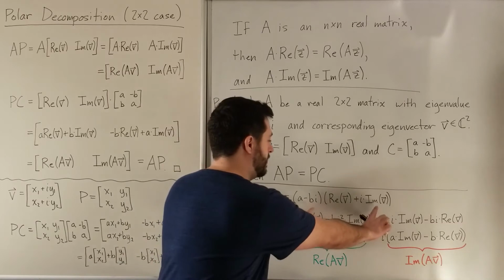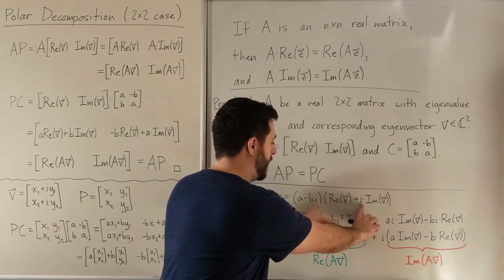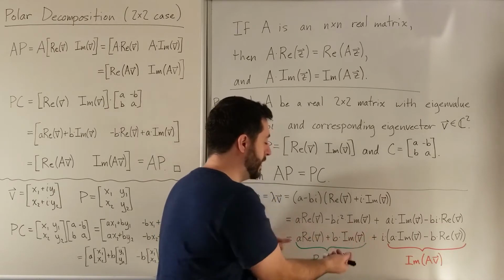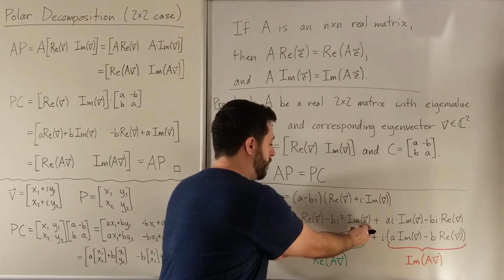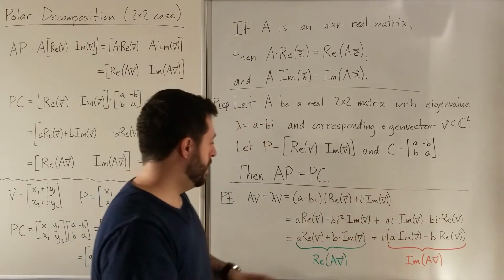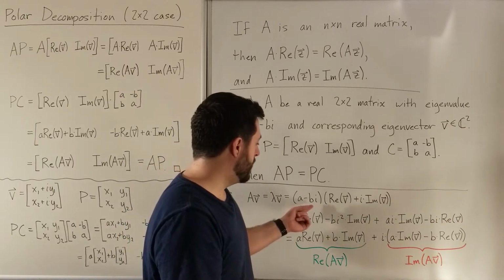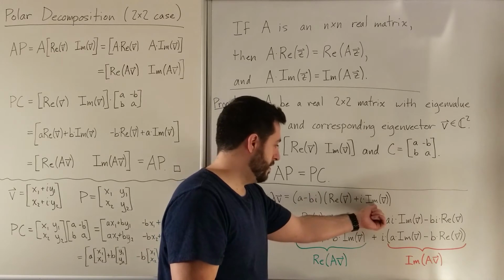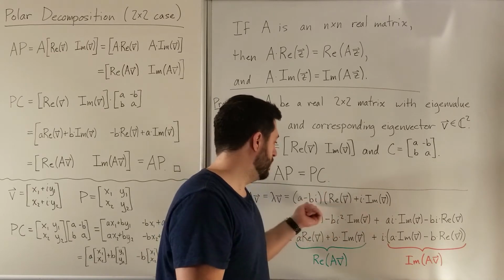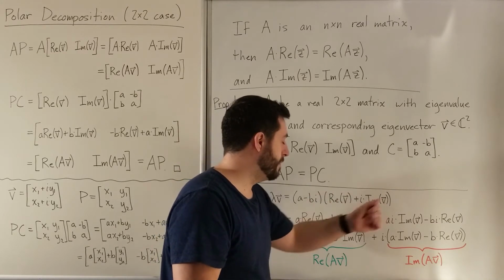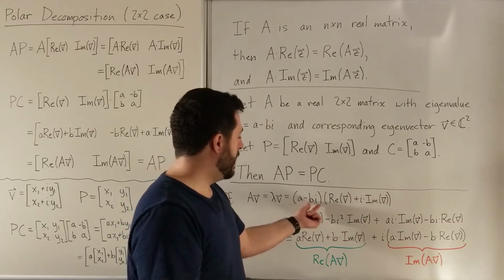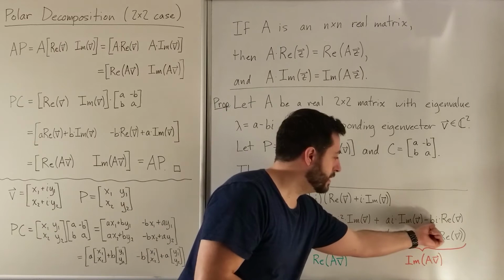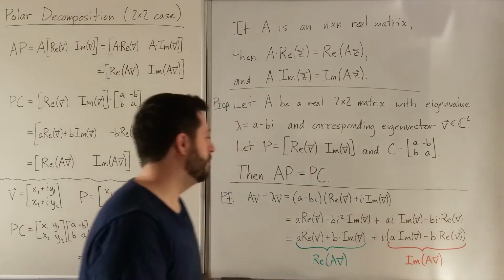And now I'm going to write these last two things because they both have an i in them, and we're going to get i squared and we're going to see that i squared is -1, so that's going to make this part the real part of our answer. And the imaginary part is going to come from a times the imaginary part over here, so a times i times the imaginary part of v, and negative b times the real part of v, so minus bi times the real part of v.